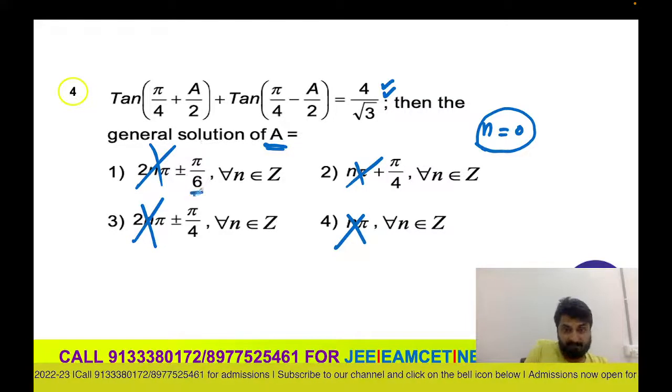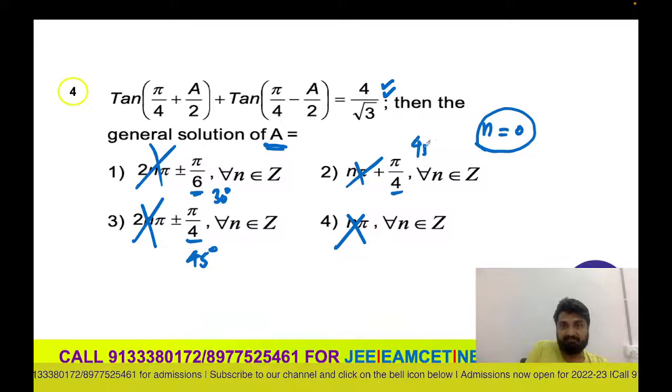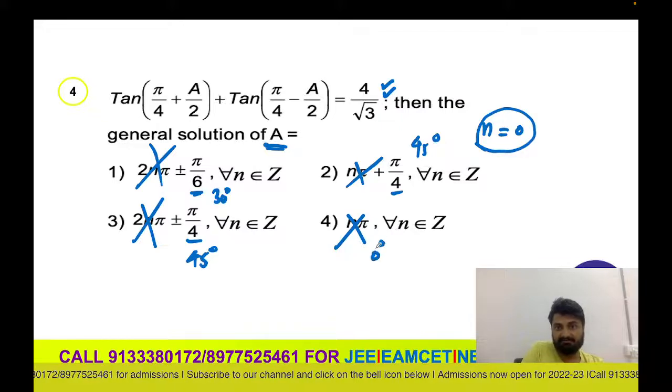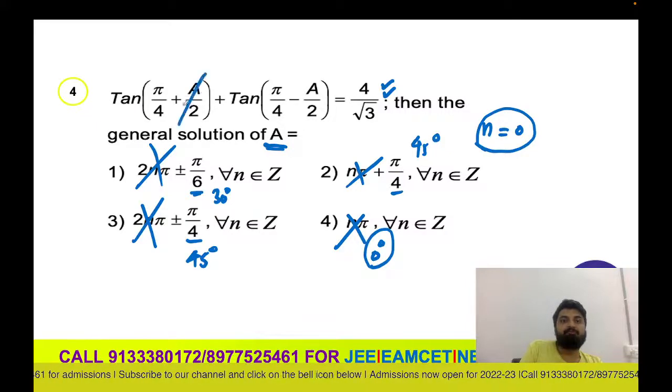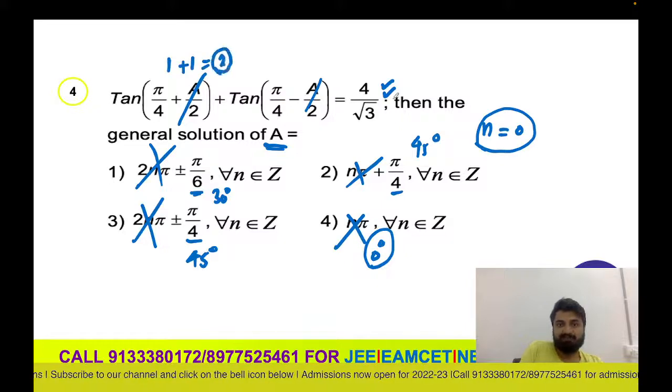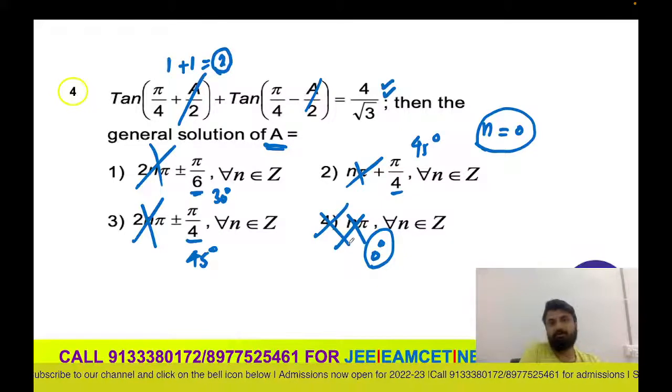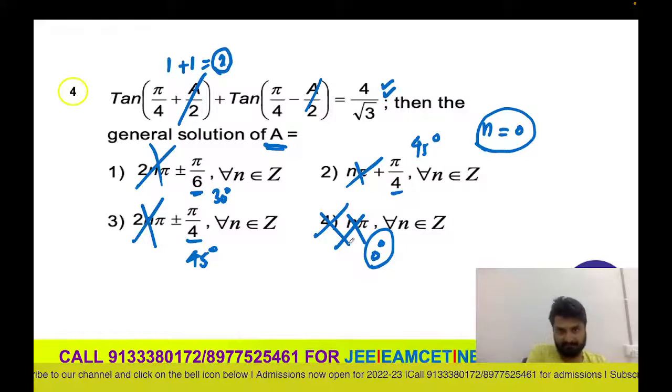So pi by 6 is nothing but 30 degrees, pi by 4 is nothing but 45 degrees, again this is also 45 degrees, and this is 0 degrees. Now let's first give 0 degrees. What will happen? Pi by 4 plus 0 by 2, so this will become 0, tan 45 is 1, tan 45 is also 1, 1 plus 1 is 2. Is 2 equal to 4 by root 3? Not possible.